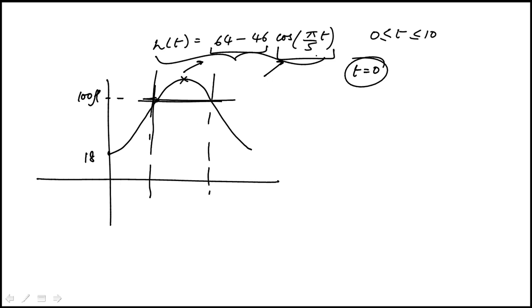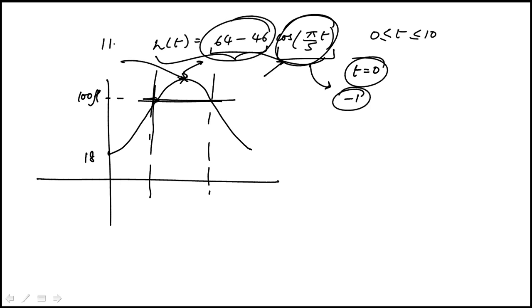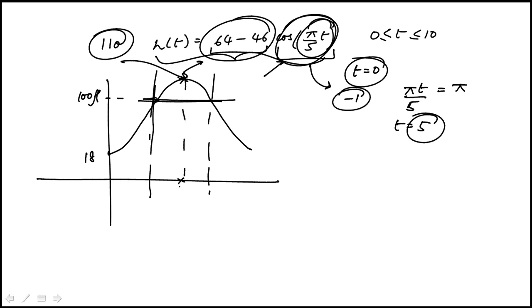Now, the maximum height would be when cosine of pi over 5 t is equal to minus 1. In that case, the height would be 110. So that's the maximum height that happens here. And that's going to happen at the time when this angle is going to be equal to pi. So that would happen at t equal to 5, right here in the middle. So it's a symmetric function.